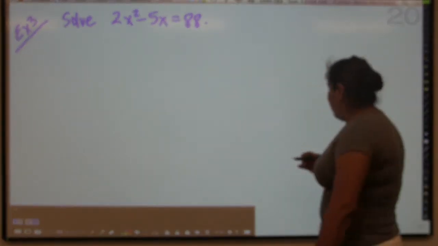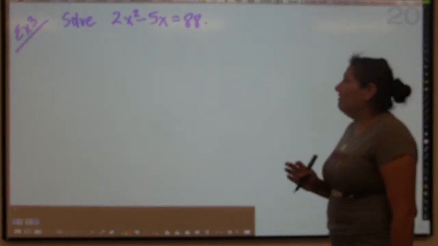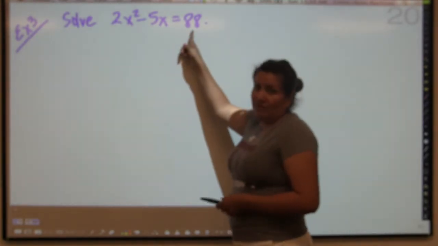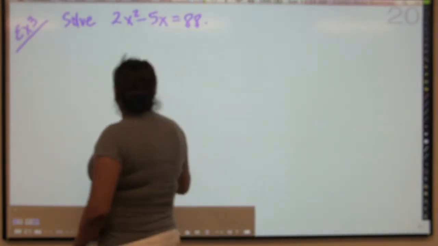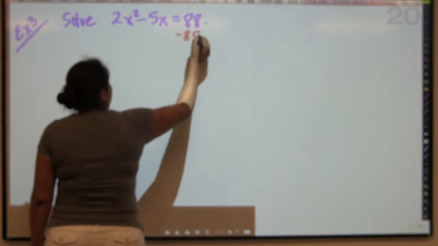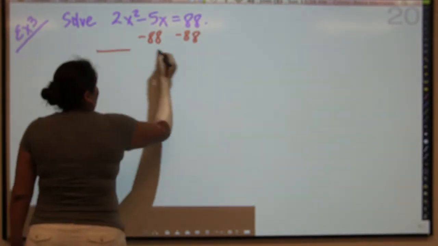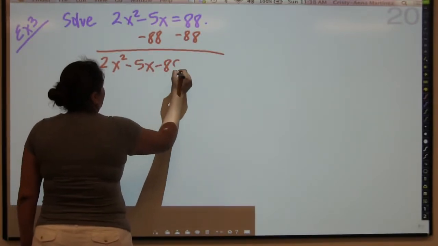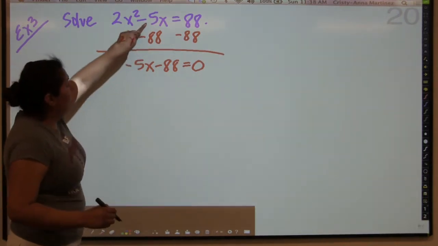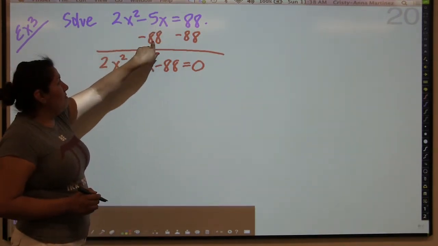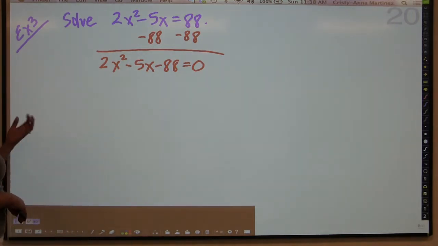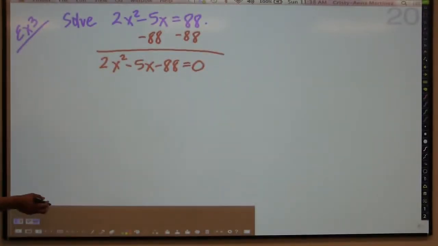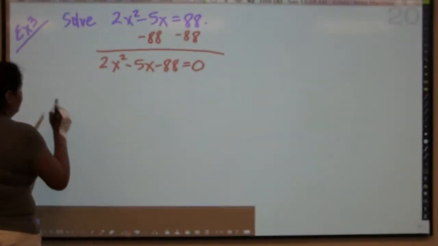And I mentioned earlier that in order for the zero product property to work, we have to have the quadratic equal to 0. And so the first thing that you should notice about this problem is that it's not equal to 0. That's bad. So what we have to do is make it equal 0 by moving the 88 to the other side. And then we will have 2x squared minus 5x minus 88 equal to 0, because we can't combine a term with x in it with a term that has no x in it. So then we have this quadratic, and now it's equal to 0, and now we can proceed as usual, which is to factor it.